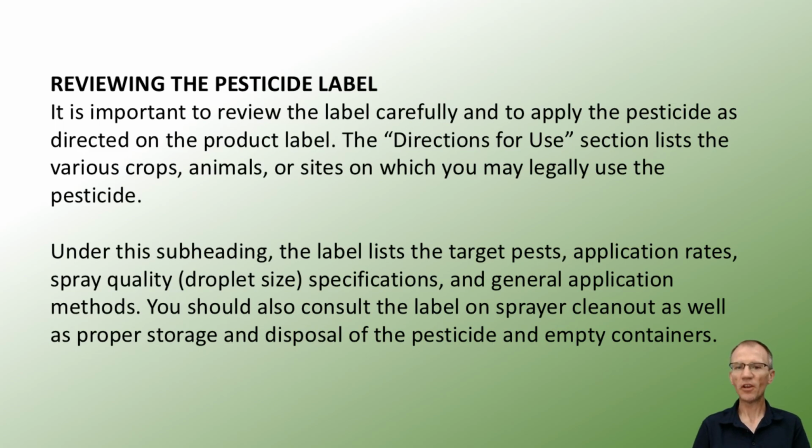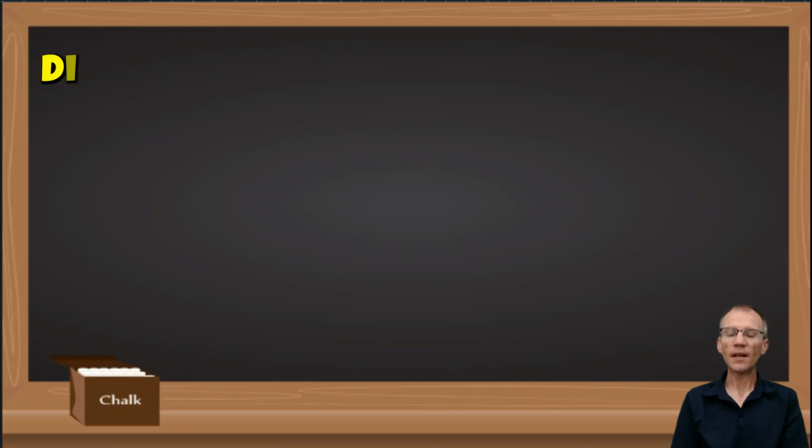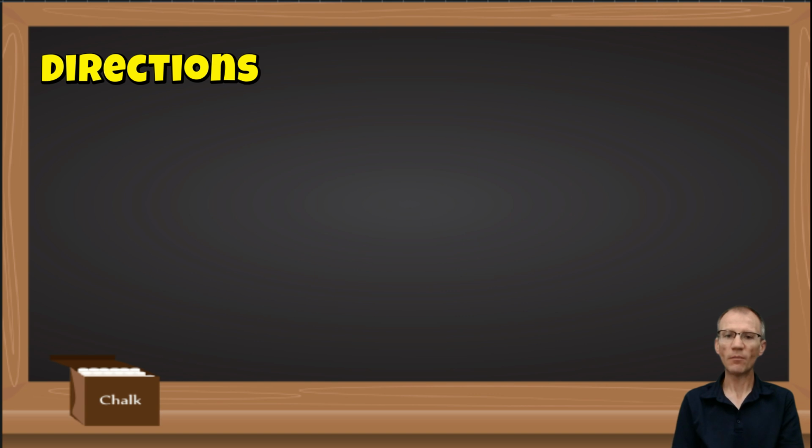It is important to review the label carefully and to apply the pesticide as directed on the product label. The directions for use section lists the various crops, animals, or sites on which you may legally use the pesticide. Under this subheading, the label lists target pest, application rates, spray quality or droplet size specifications, and general application methods. You should also consult the label on spray tank clean out, as well as proper storage and disposal of pesticide and empty containers. Now let's take a look at the directions for use on a label we selected.